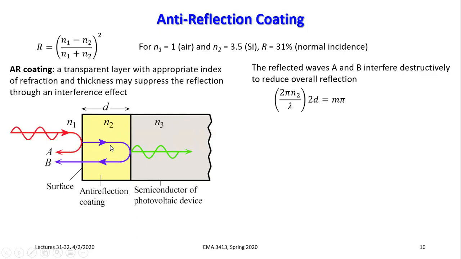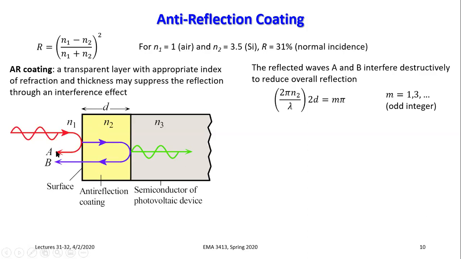Okay, so in this case, the opportunity comes up that we can rely on so-called interference. And if you want to reduce the reflection, then you want to have these reflected lights destructively interfere. So the way to achieve that is to think about the light incident onto the AR coating.